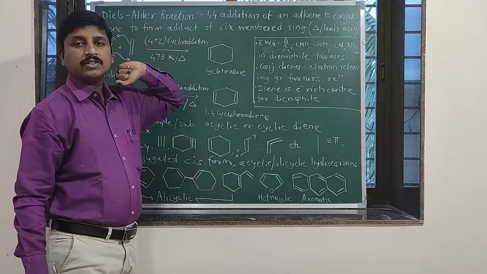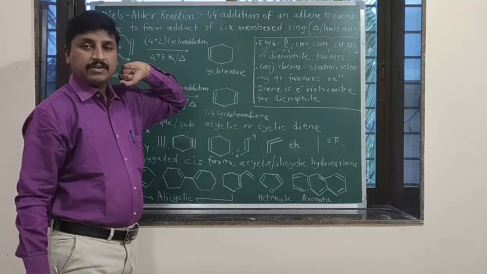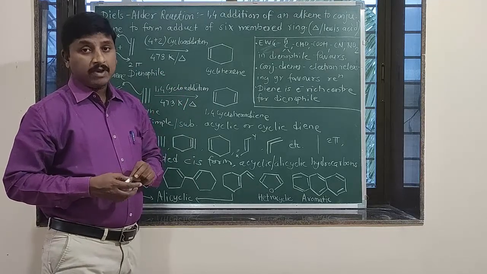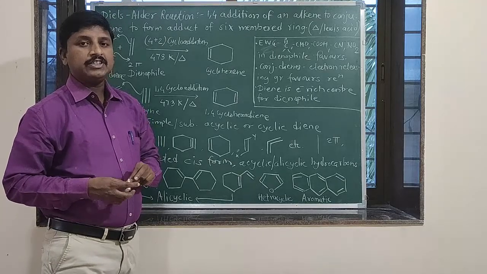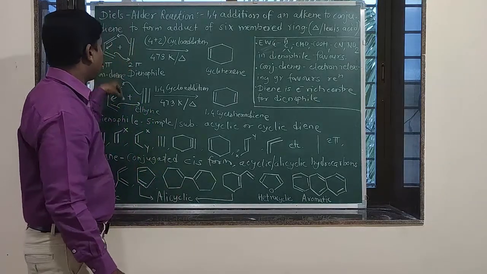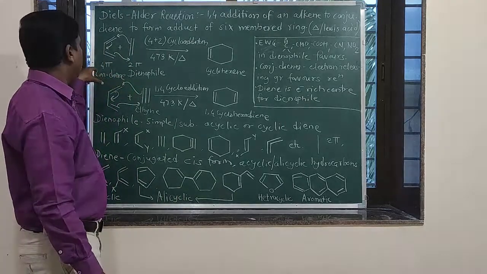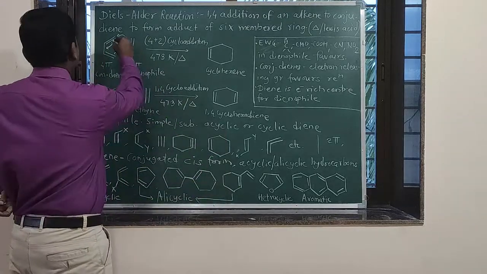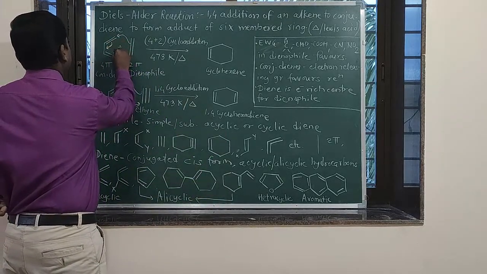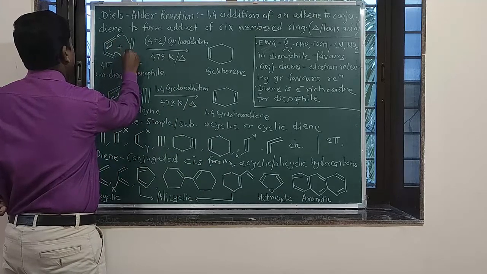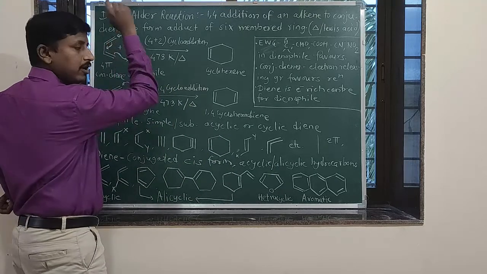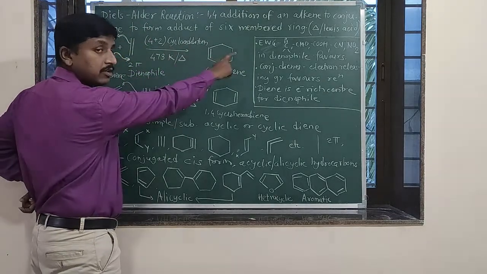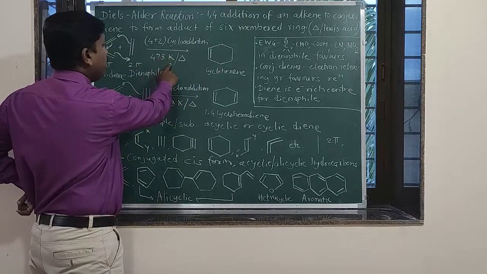These reactions are carried out in the presence of heat, so it is called a thermal reaction. Sometimes the reaction may be carried out in the presence of a Lewis acid catalyst. So these are two examples, out of which one is 1,3-butadiene plus ethylene. This pi bond gets shifted here, this pi bond gets shifted here, and this pi bond gets shifted here. Two new sigma bonds are formed and one pi bond is formed. A 4 plus 2 pi cycloaddition takes place at 473 Kelvin.